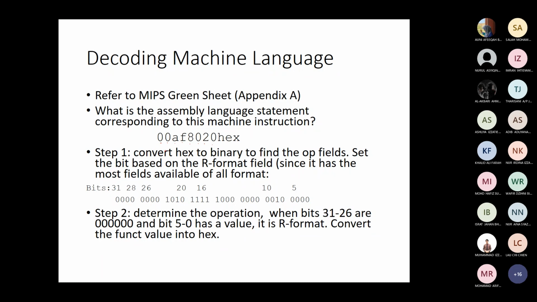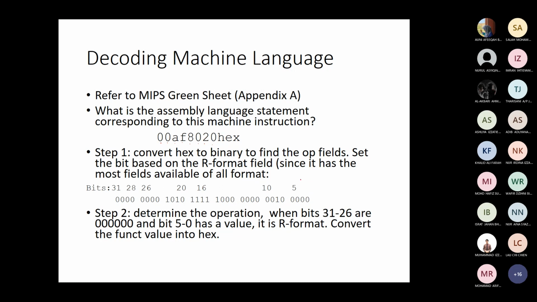First, convert the hex to binary to find the opcode field, and then set the bits based on the R format fields. Since it has the most fields of all formats, and we don't know what type of format it is yet, we just divide it based on R format. So 00AF8020 converts to binary as 000000 1010 1111 1000 0000 0010 0000.